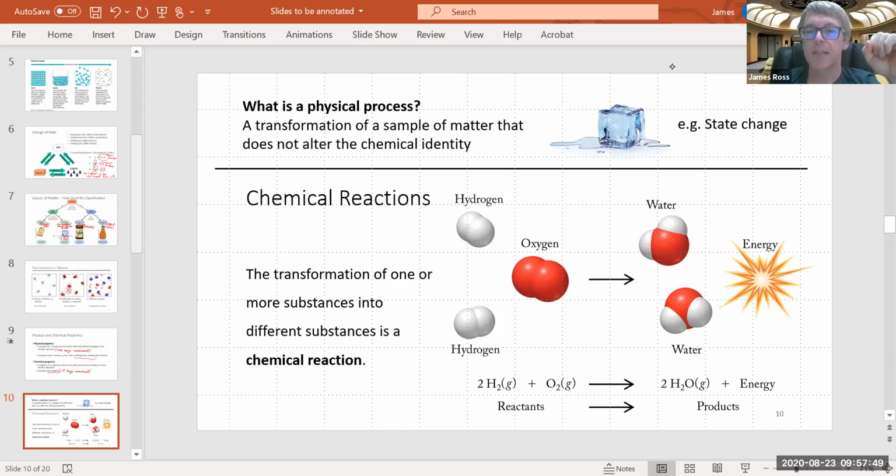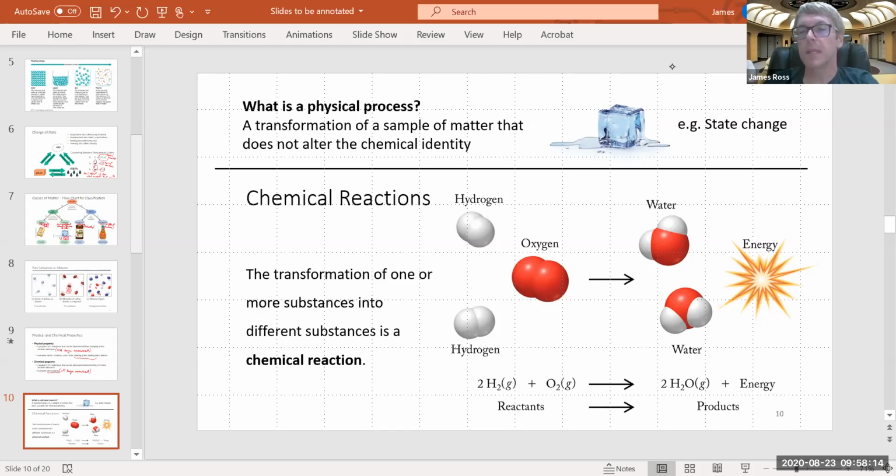So they're not exactly the same thing, but they are obviously related. A physical process is a transformation of a sample that does not alter the chemical identity. Here we've got an illustration of an ice cube undergoing a state change. You can see that the solid water and liquid water, it's starting to melt. It's at the melting point.